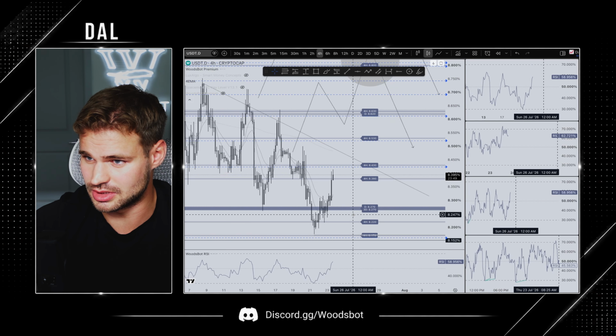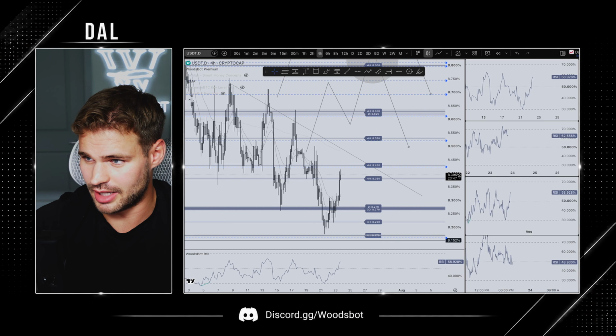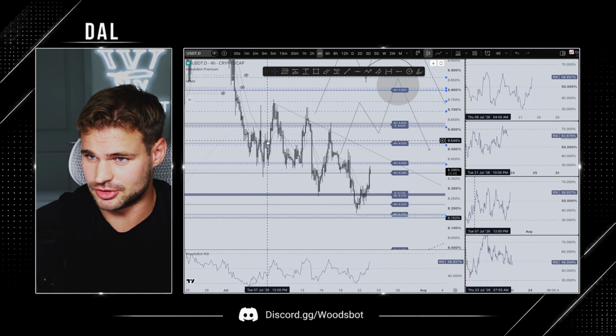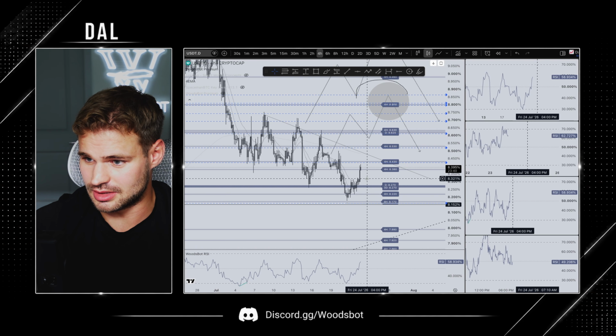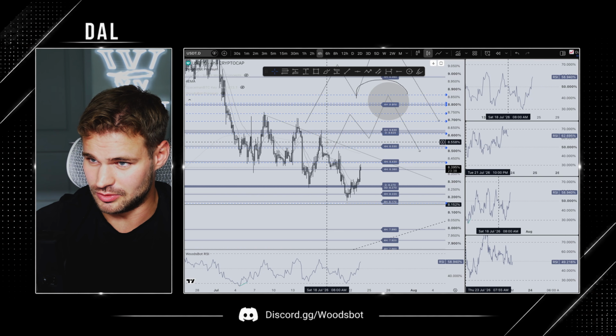But let's go back to the USDT.D. So again, we are at resistance here. Intraday trend is down. We're getting lower lows and lower highs. The big thing that I'm watching is trend.